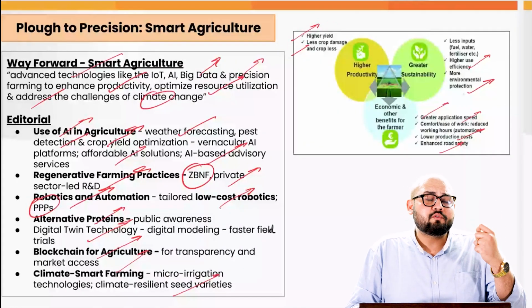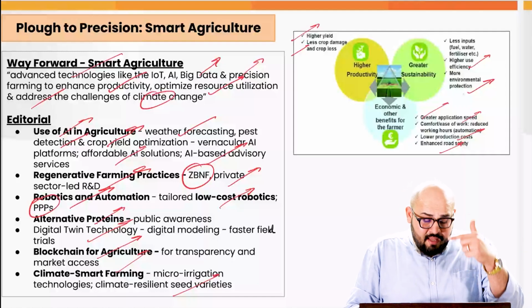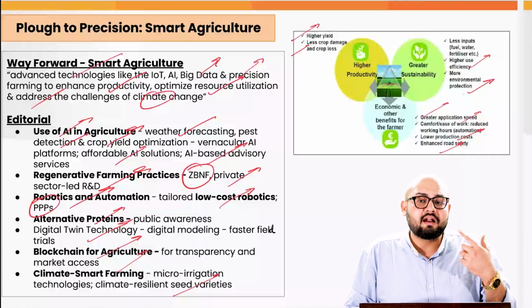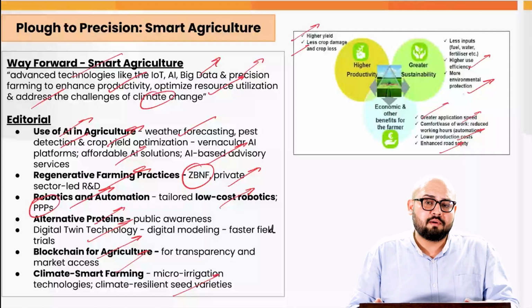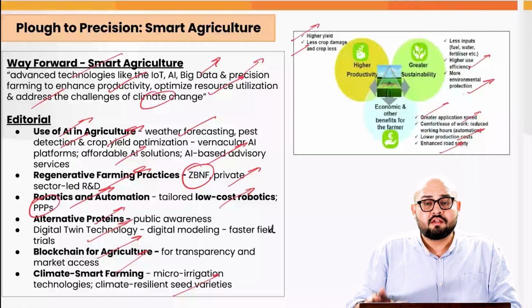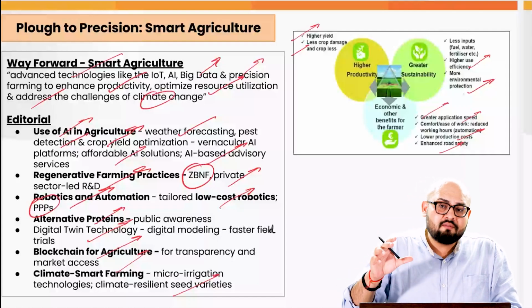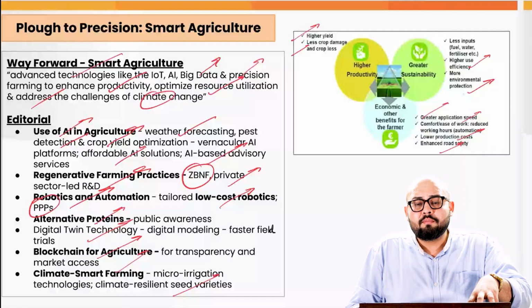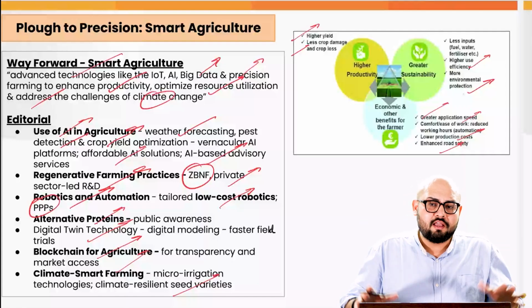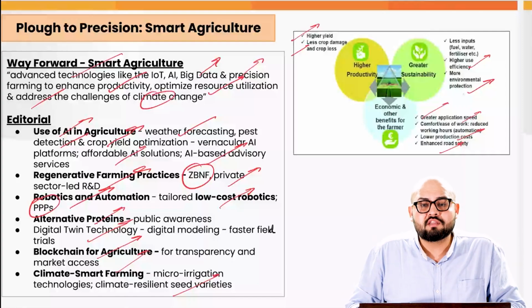What we have to do is invest a lot in digital integration, and this is why we have this concept of smart agriculture, right? So that we can realize this vision of Viksit Bharat by 2047, because when we achieve this dream of Viksit Bharat, we'll have agriculture, which would play a very important role in the overall economic setup. So this is what you need to know with respect to this article.